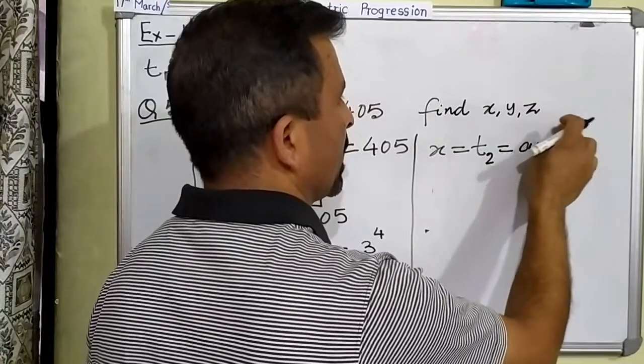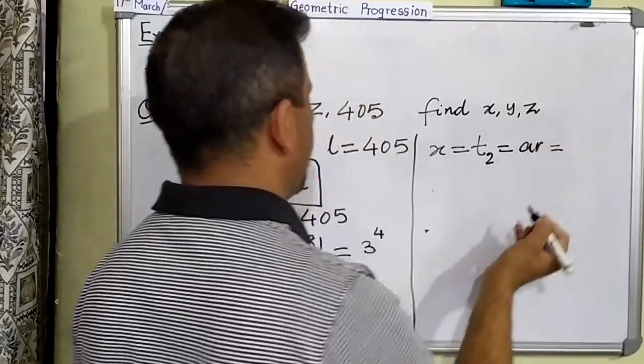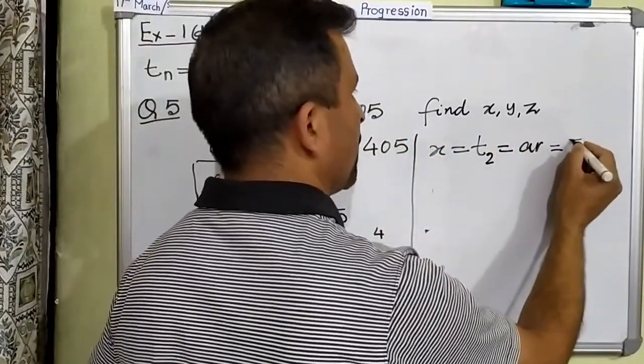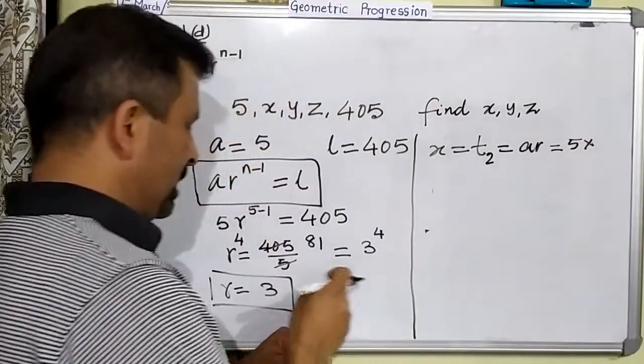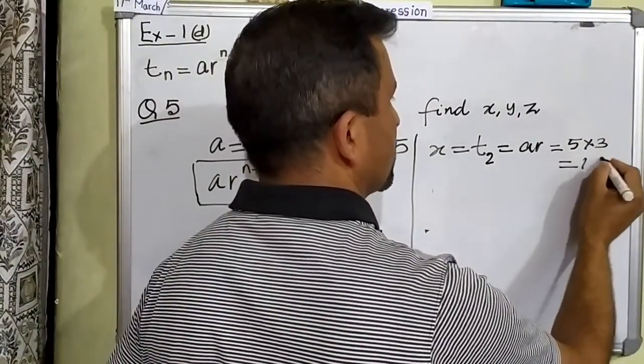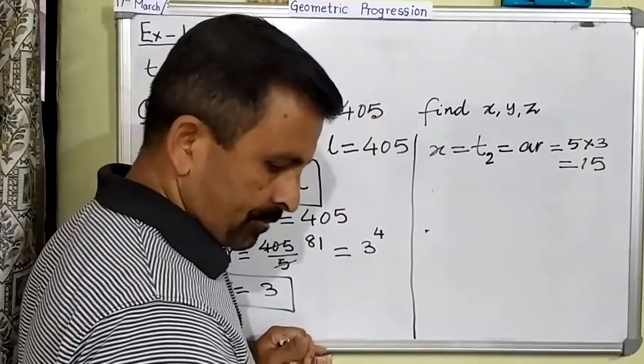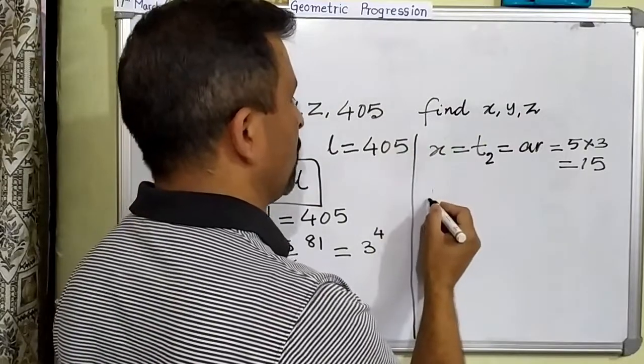N minus 1, meaning 2 minus 1, is 1. Therefore, we don't have any power of R. It is equal to A. A is how much? 5. And R is calculated as 3. So 5 times 3 is equal to 15. So this is the value of your x. Is it okay? Then likewise, the value of y.